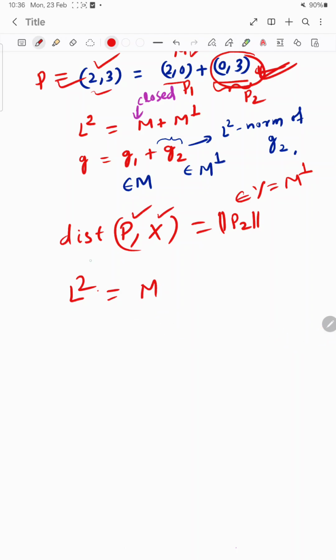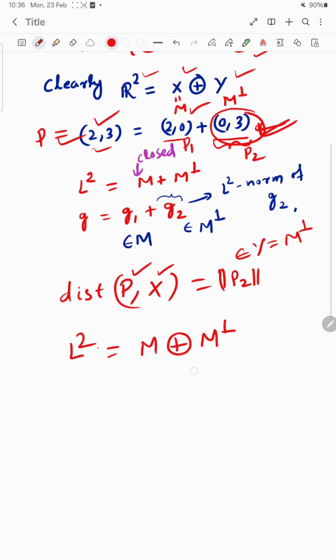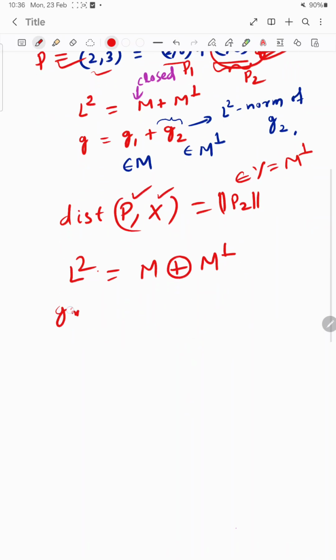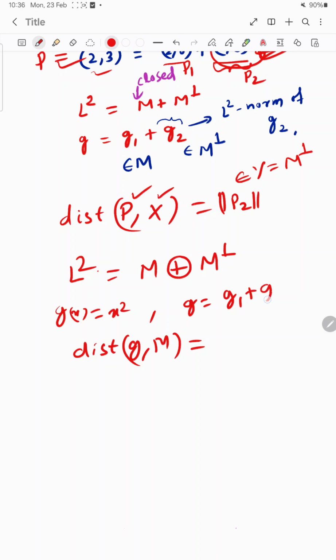We will write this space L2 in direct sum form, M plus M perp. Okay, and the function g is given in our question, g(x) is equal to x squared. We have to calculate the distance of g to M. I am saying this distance is what? Means if we can write g is equal to g1 plus g2, two functions, so that g1 belongs to M and g2 belongs to M perp. Okay, M perp is the orthogonal complement.